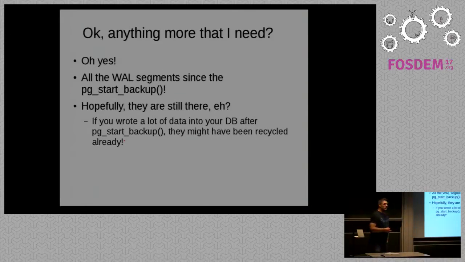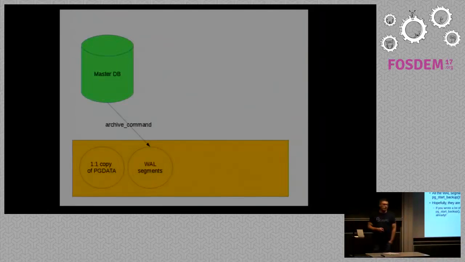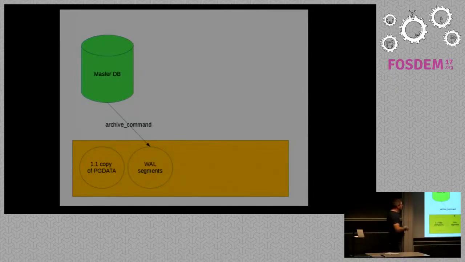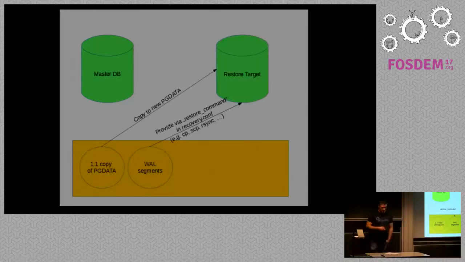So, hopefully your WAL segments are still there. If you have a busy database doing a lot of I/O, they can have been recycled in between. Disaster strikes. So if that ever happened to you, rinse, repeat. You don't want that. So what you want to have is something that will put the WAL segments next to your one-to-one copy, and that would be the archive command.